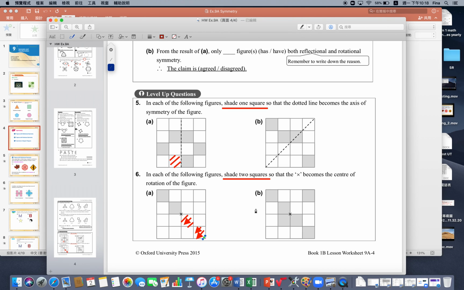Try your best to finish this. Remember, you have to shade 2 squares for question 6, part B. So try your best to finish this exercise and upload it in the Google Classroom. And just remind you to try your best to draw everything beautifully, okay? Draw nice figures and then upload in the Google Classroom, okay?